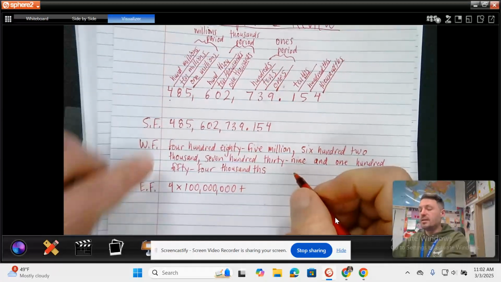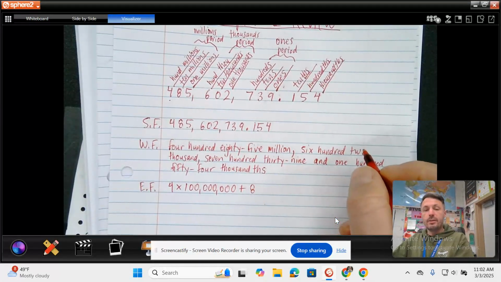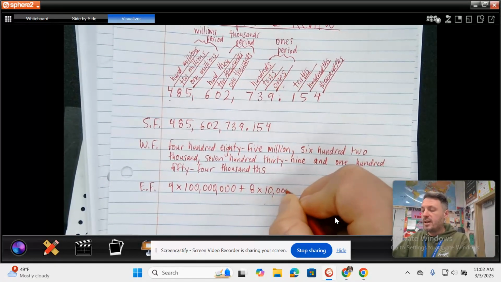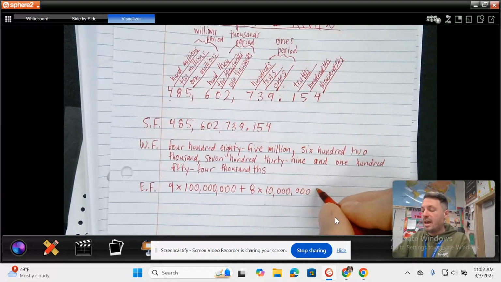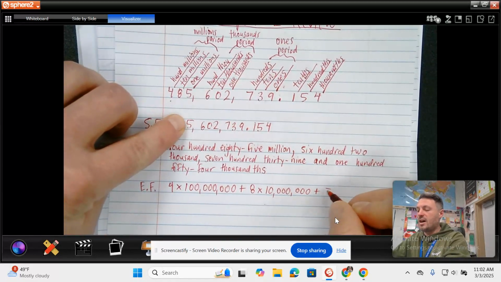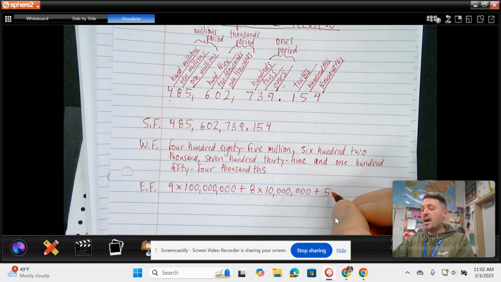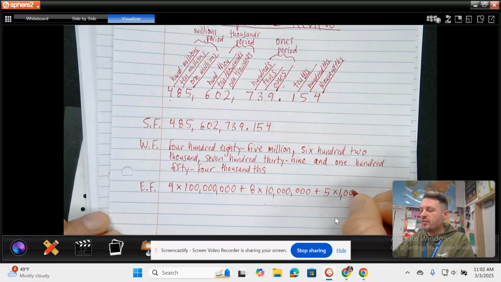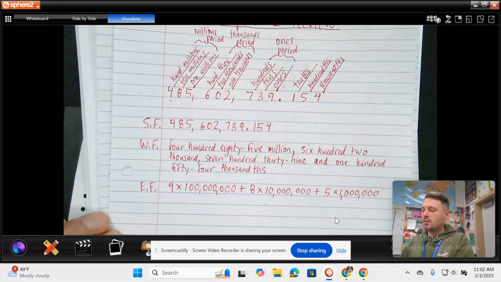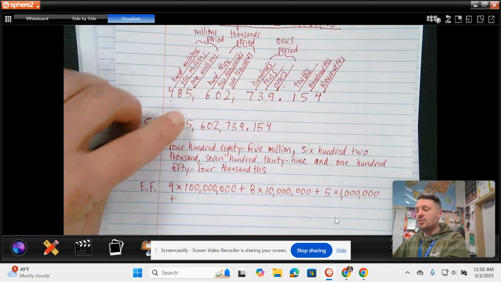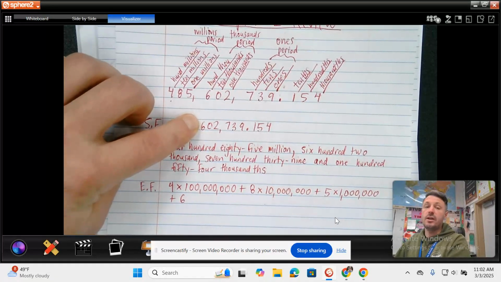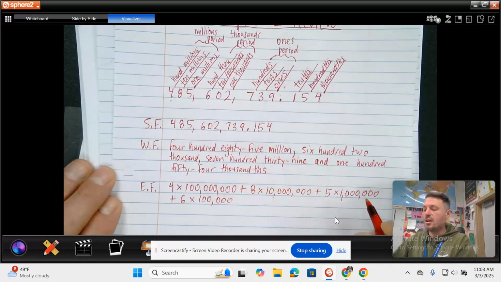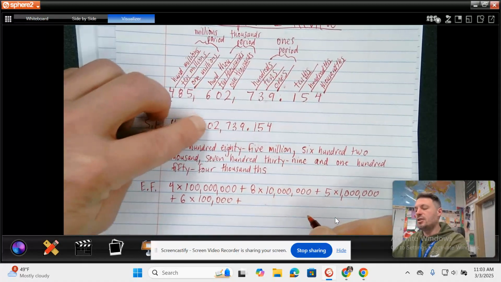Then we add it to the next digit, 8, multiplied by its place value position. That 8 is in the 10 millions place, so we multiply it by 10 million. Then we add that to the next digit, which is a 5, multiplied by its place value position. That 5 is in the 1 millions place, so we multiply 5 by 1 million. Then we add that to the next digit multiplied by its place value position. That 6 is in the 100,000s place, so we multiply 6 by 100,000.